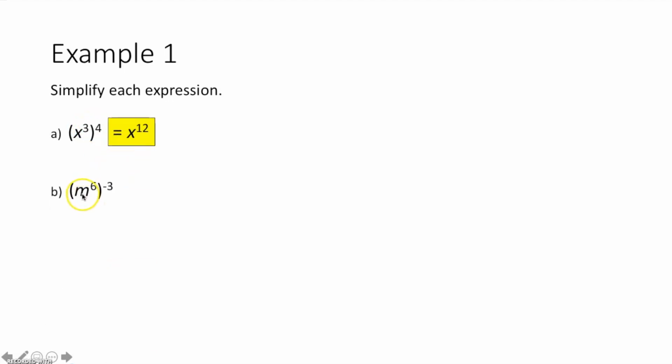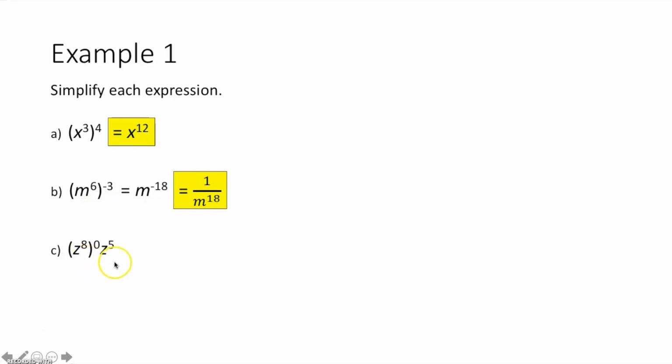For part B, again, we have a power to a power. So in order to simplify this, m to the 6th all raised to the negative third, we multiply 6 times negative 3 and we get m to the negative 18. Now since it says simplify each expression, we can't leave our answer with the negative exponent. So we go ahead and take this m to the negative 18th, move it to the opposite side of the fraction bar, and since there's nothing left on top, you just write a 1. So it's going to be 1 over m to the positive 18th. Remember, when you move it, it becomes a positive exponent in the denominator.